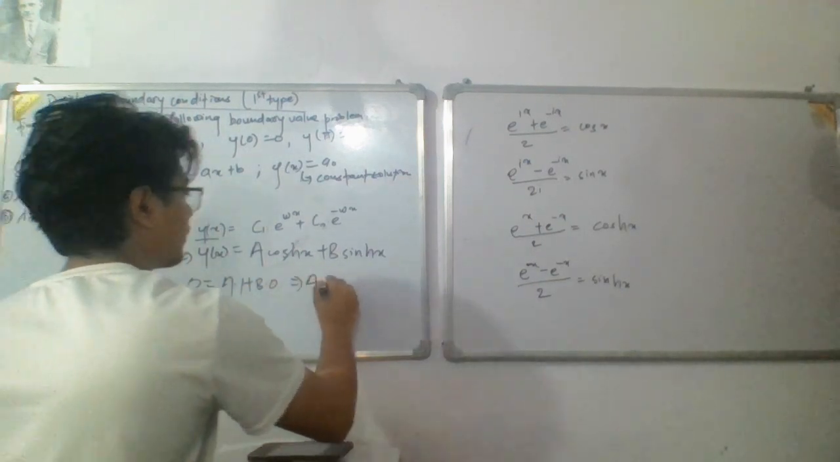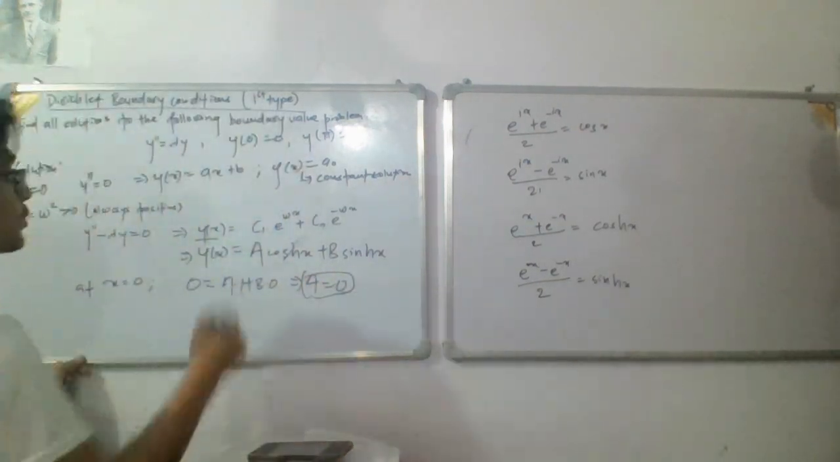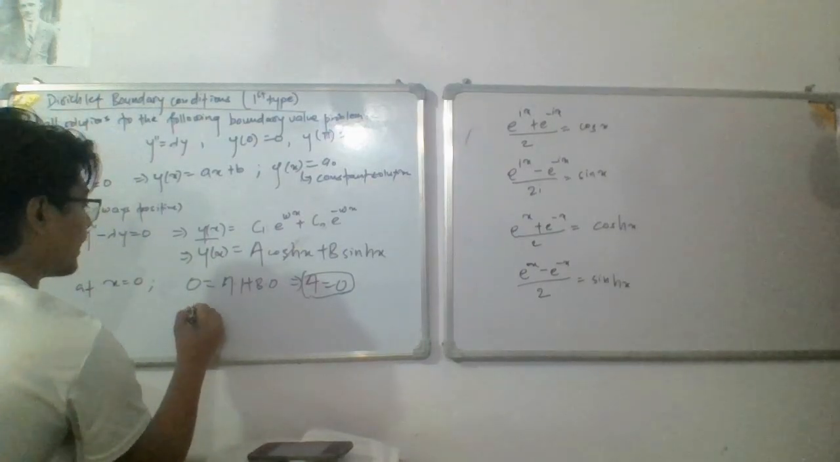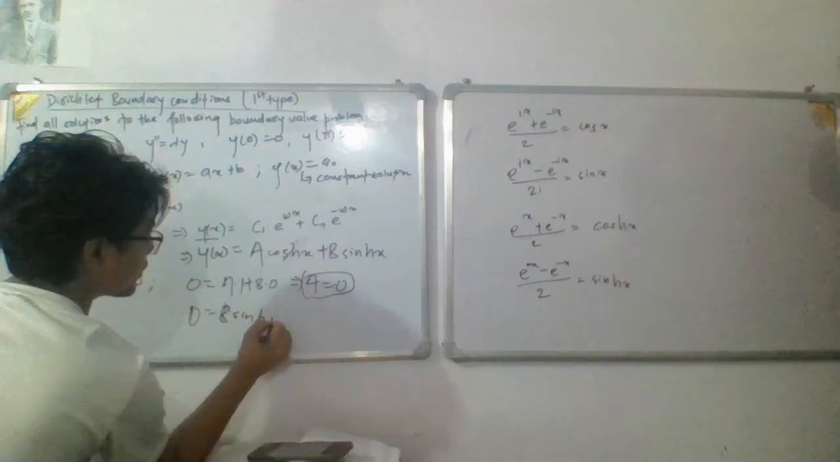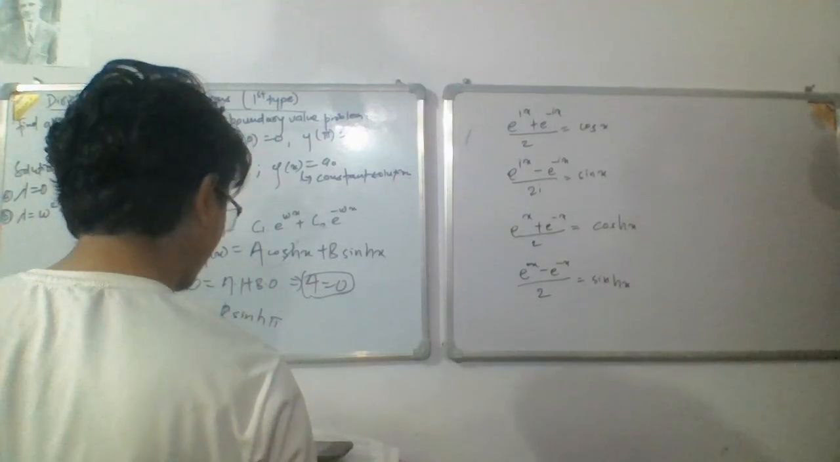That means a is equal to 0. Now again, let's use the second boundary condition, that is y of pi is equal to 0. A is already 0, so we get b sine of h pi. Now what is the value of sine h pi?